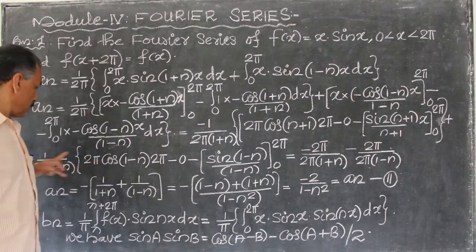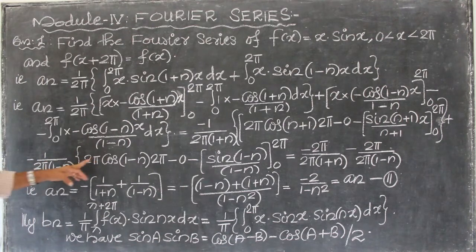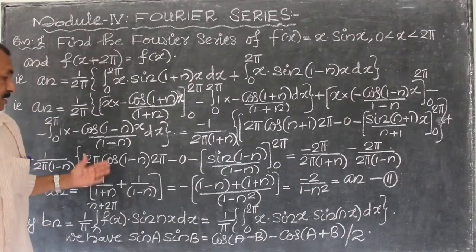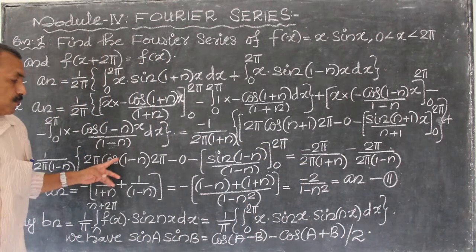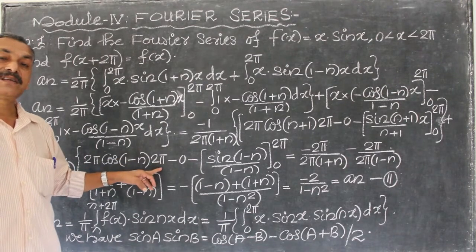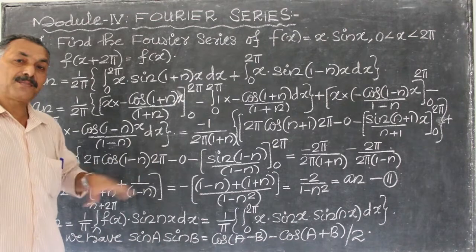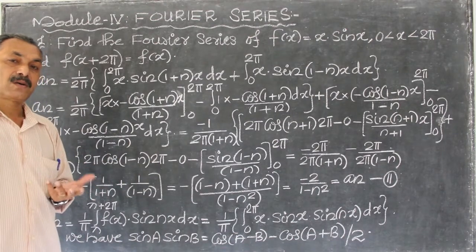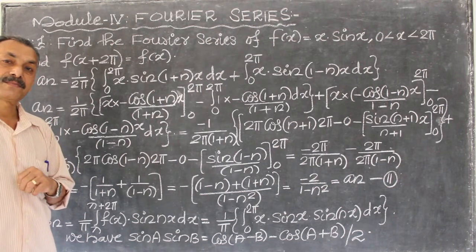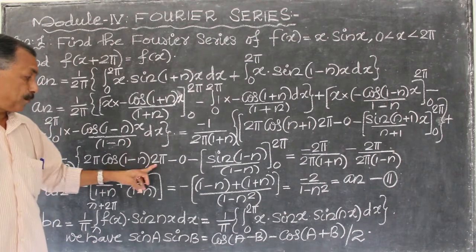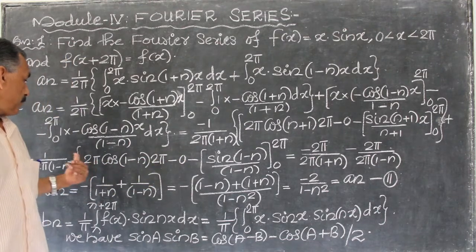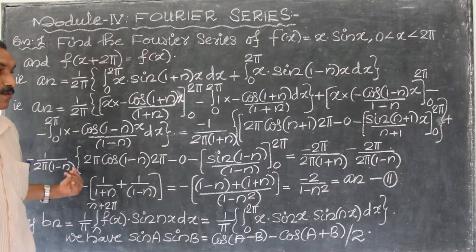Then this 2π is outside. This 2π outside, minus 2π divided by 2π into (1 minus n). This is cos (1 minus n) into 2π. Cos (1 minus n) into 2π, the value is cos 0, 2π multiples, cos 2π, cos n into 2π is equal to cos 0 is equal to 1. This 2π multiplied, then minus 2π divided by 2π into (1 minus n).